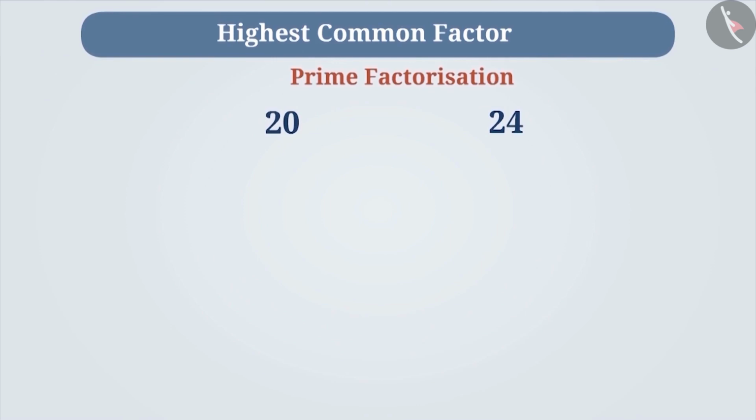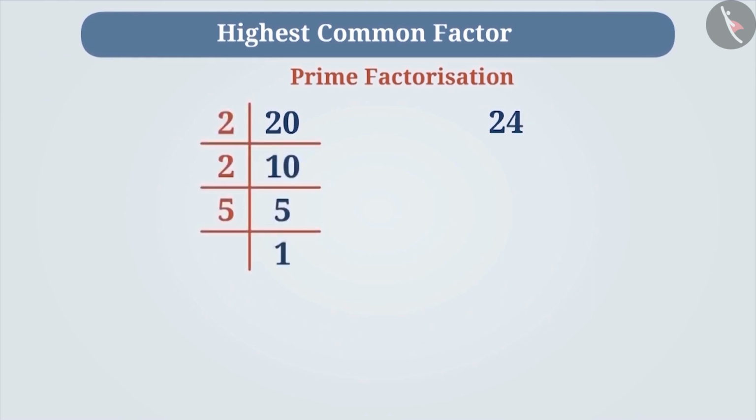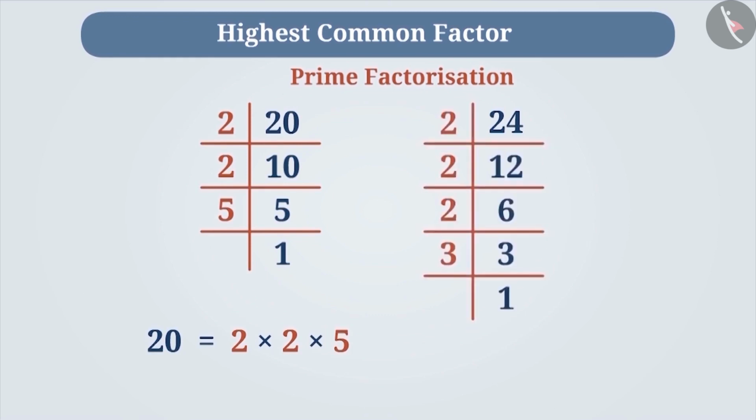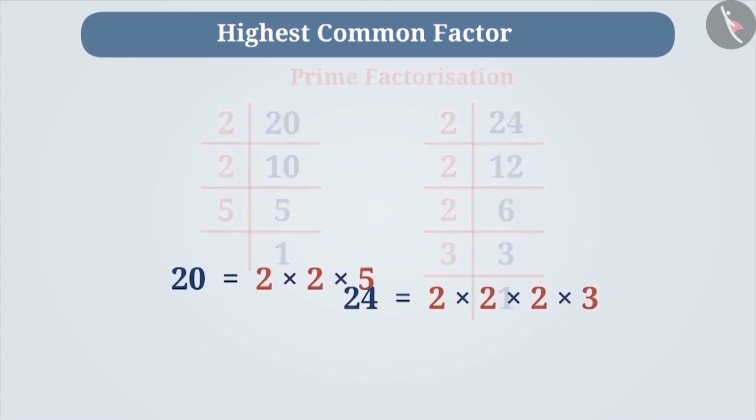First, perform the prime factorization of these two numbers. The prime factorization of 20 can be performed in the following way. The obtained factors are 20 equals 2 into 2 into 5. Similarly, perform the prime factorization of 24. This would be 24 equals 2 into 2 into 2 into 3.